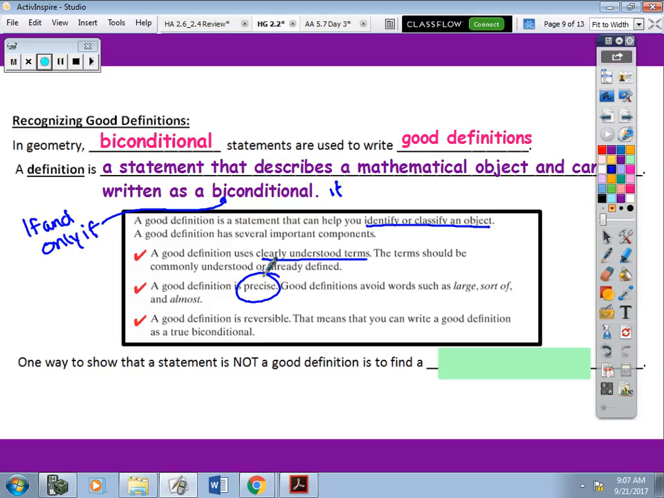So for example, you can't just say a square is a shape with four sides. That would be a bad definition. It's not precise. Also, if I were to say, if something is a square, then it has four sides, that's true. If something has four sides, then it's a square, that's not true. So that's why it would also be a bad definition. You have to test both ways.